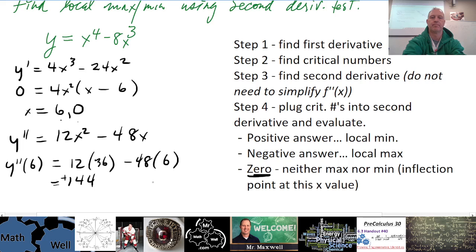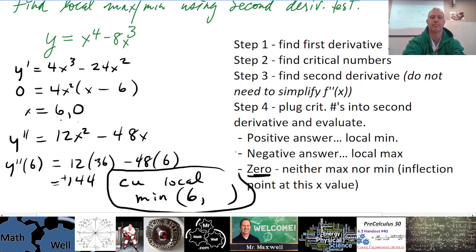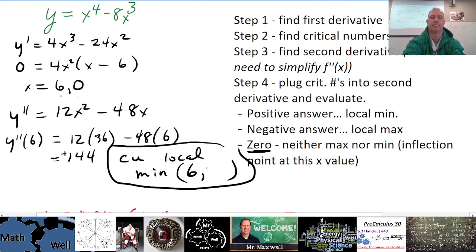So what's that going to be? It's concave up. So it's a local what? Min. Yeah, it's a local minimum. And you would probably list that point, put your 6 into the original at 6 comma, whatever. Okay? So it's concave up, local minimum at. We'll worry about that later.